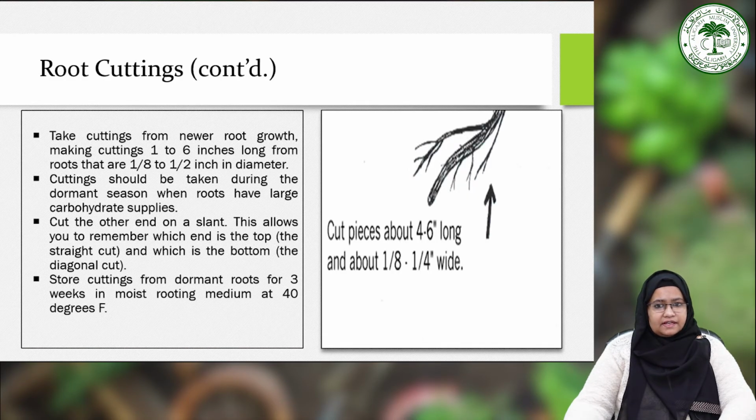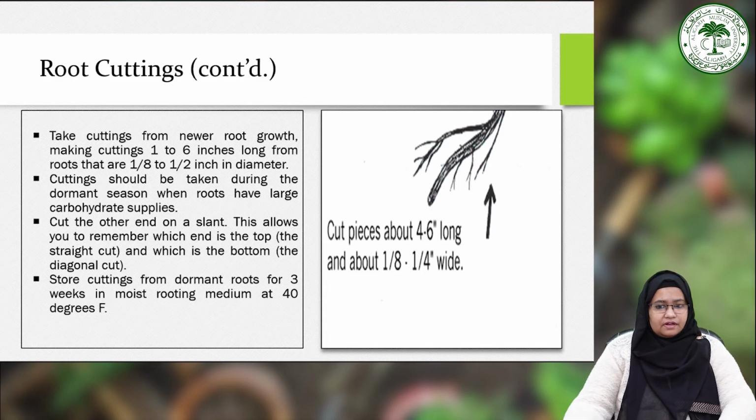For root cuttings, take cuttings from newer root growth, making cuttings 1 to 6 inches long from roots that are 1/8 to 1/2 inch in diameter, as we can see in this particular image. Cuttings should be taken during the dormant season when the roots have large carbohydrate supplies. Cut the other end on a slant. This allows you to remember which end is top and which is the bottom.